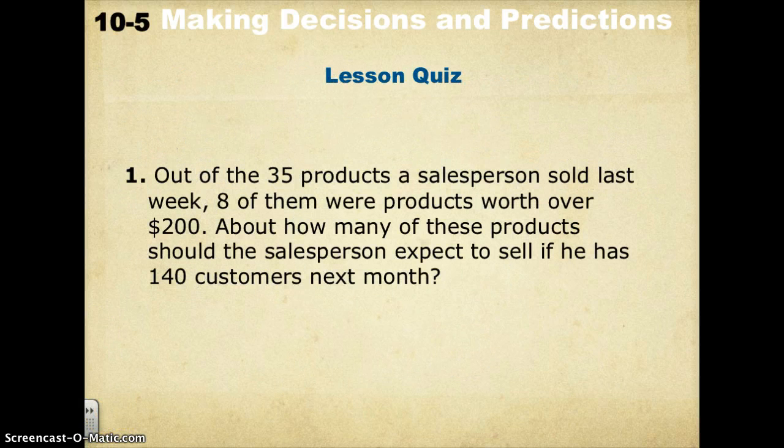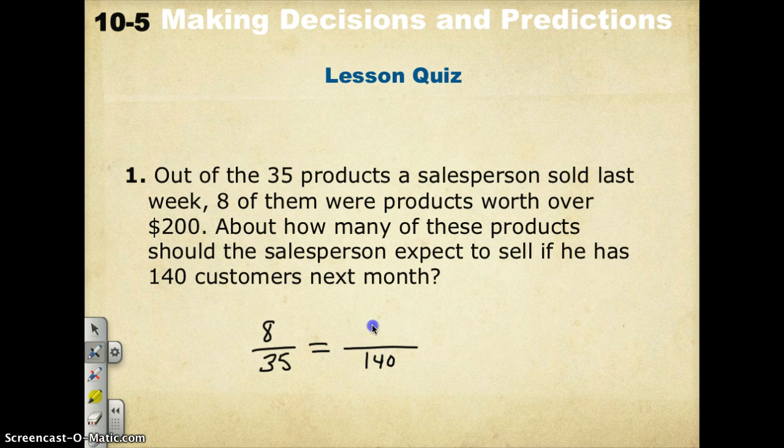We're going to do a few questions here. I'd like you to answer the questions, and at the end we'll talk about the answers. Question 1. Out of the 35 products a salesperson sold last week, 8 of them were products worth over $200. About how many of these products should the salesperson expect to sell if he has 140 customers next month? I'll give you a hint. 8 out of the 35 originally sold were over 200. If you expect to have 140 customers, how many items like that would you sell? There's your hint. Come up with the answer for the end.